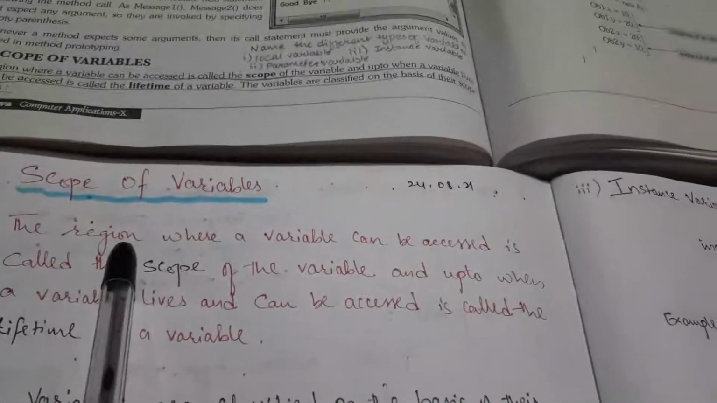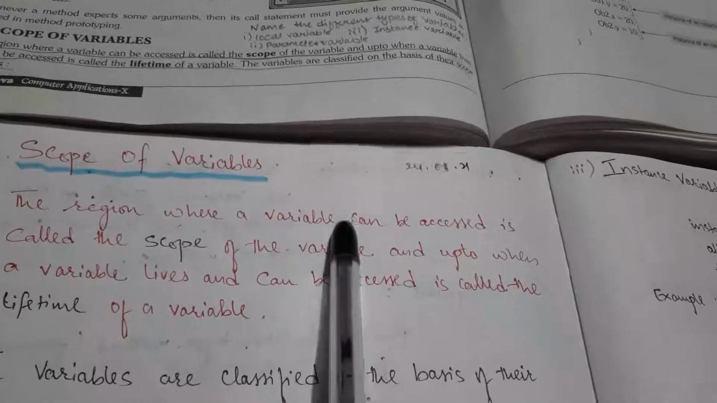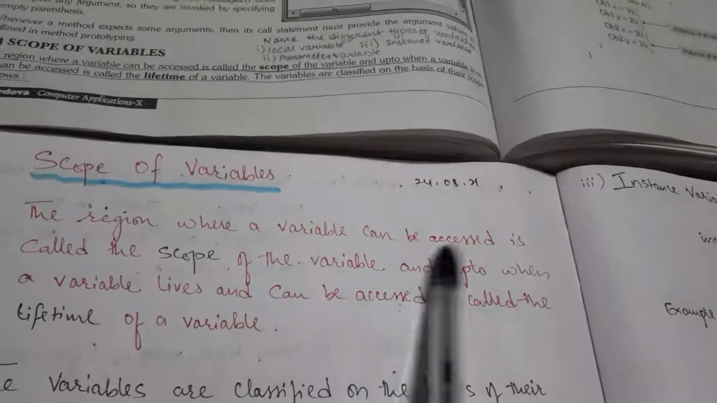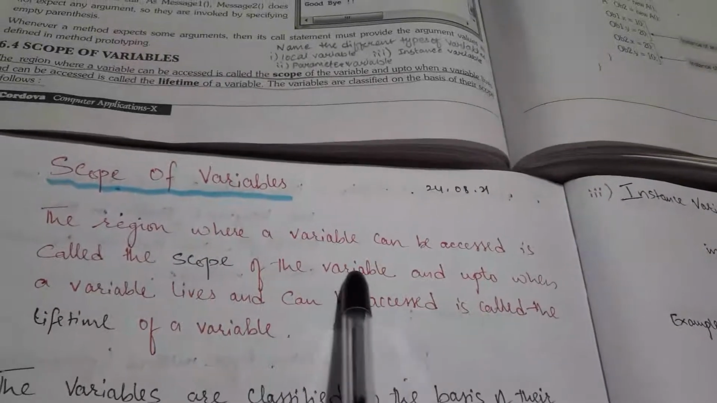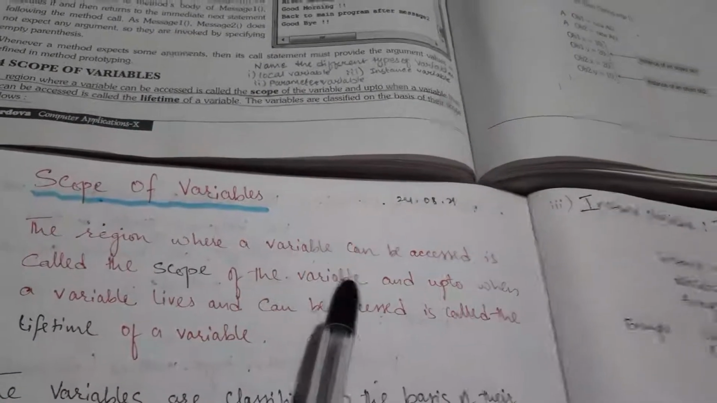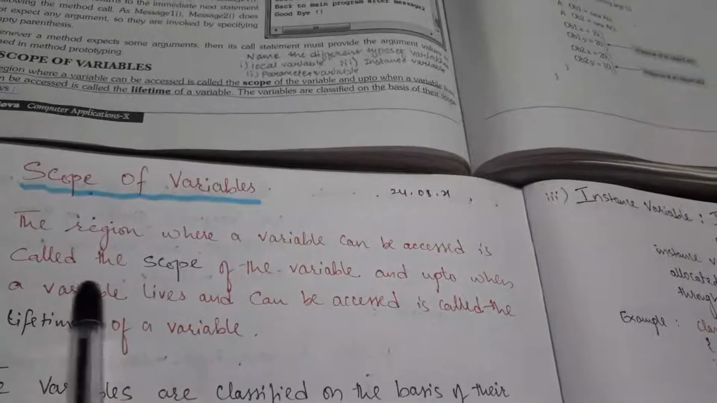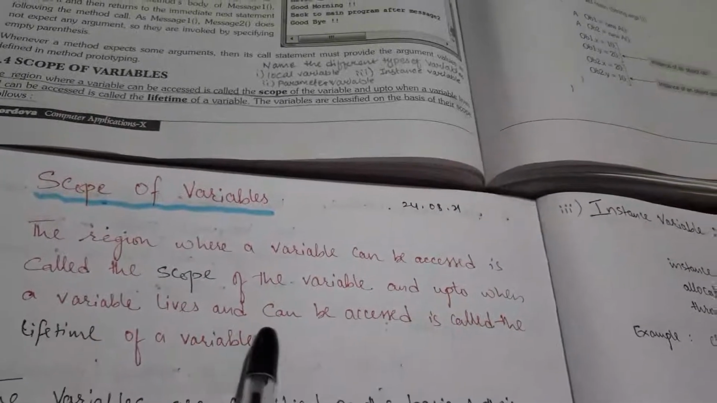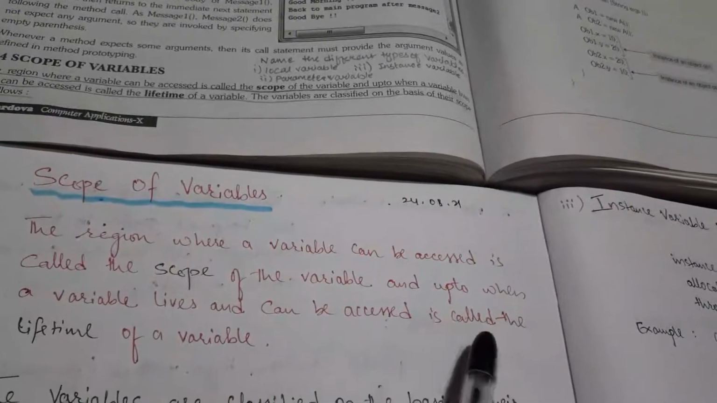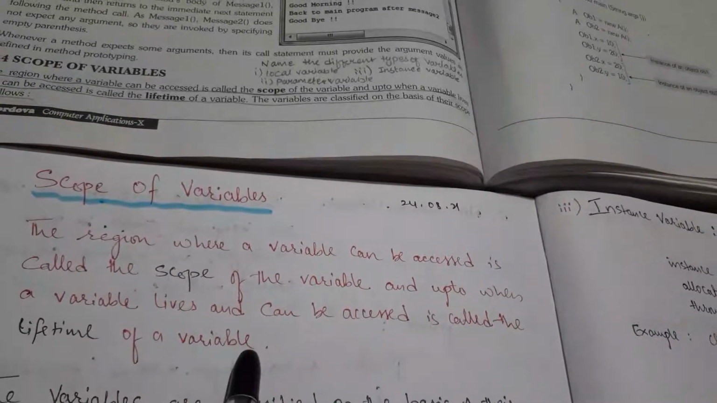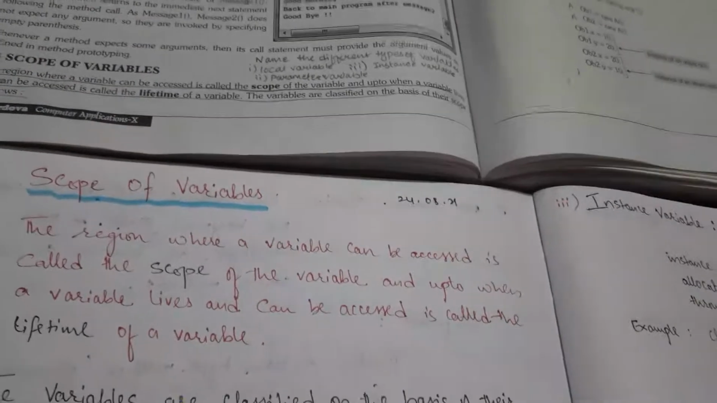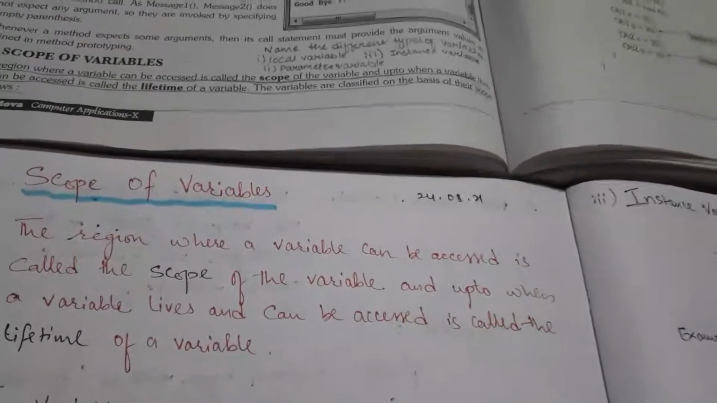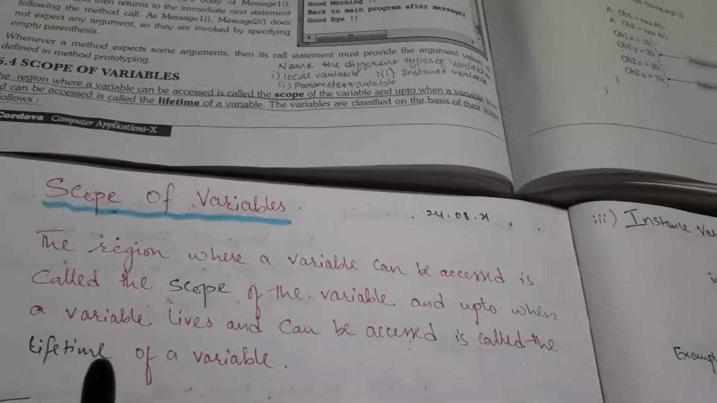So, the region where a variable can be accessed, means used, is called the scope of the variable. That means the region where the variable will be used there in the programming is called as scope of variable, and up to when a variable lives and can be accessed is called the lifetime of a variable. So up to what particular situation the variable will be used, that is considered as the lifetime of variable.